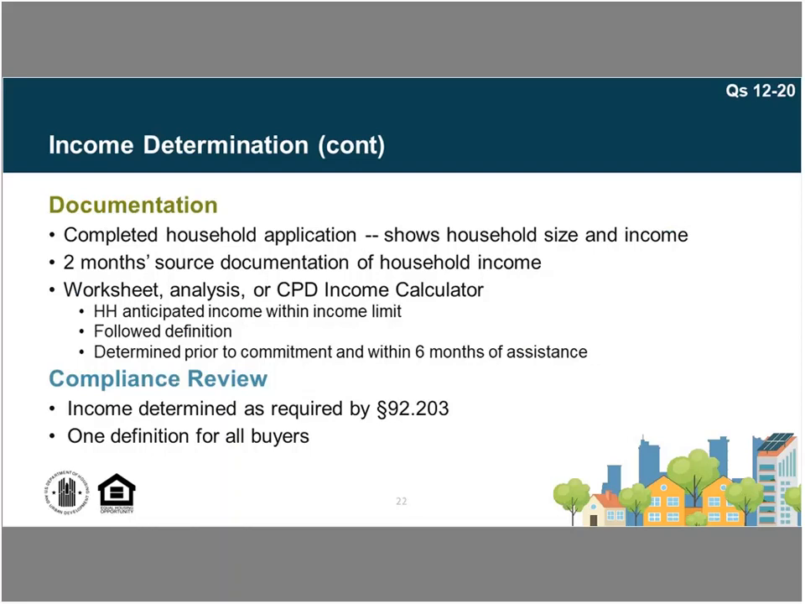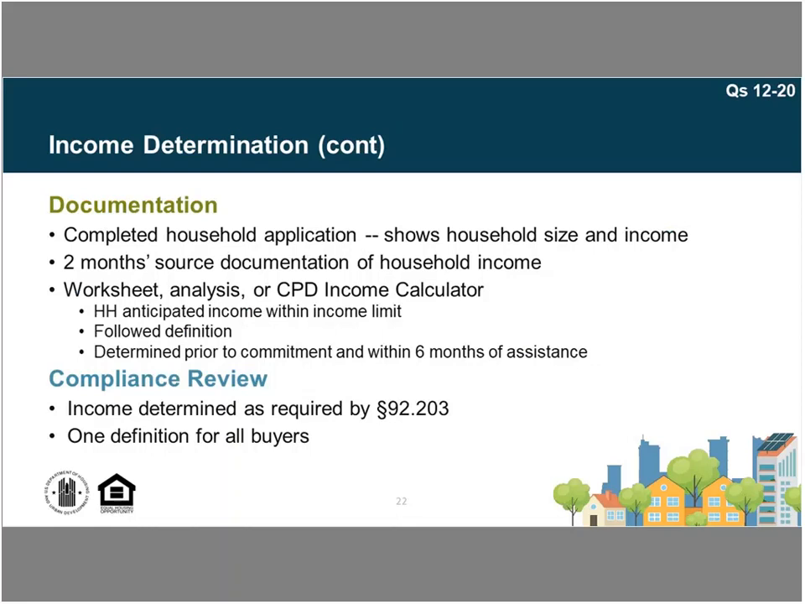Obviously, we'd have a completed household application that fully discloses the household members, the income and the assets of the household. It would be backed up by 2 months of source documentation, and then whatever you do to calculate and document the determination of income and comparing it to the current income limit. That could be a worksheet, some other form of analysis. Some of you may use the CPD income calculator that's accessible on the HUDexchange.info website.